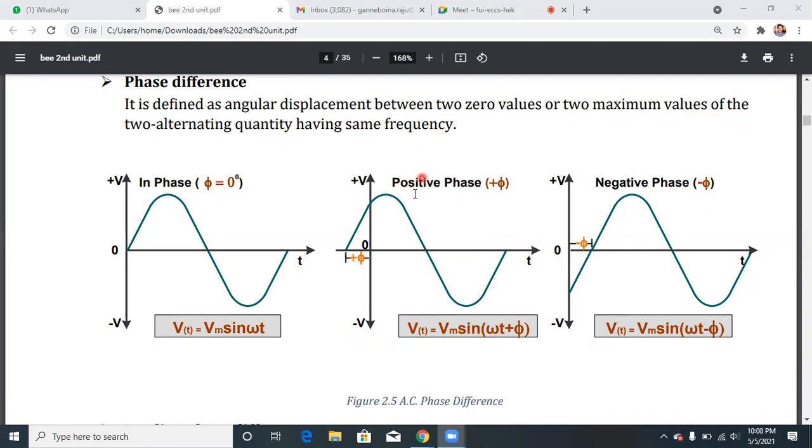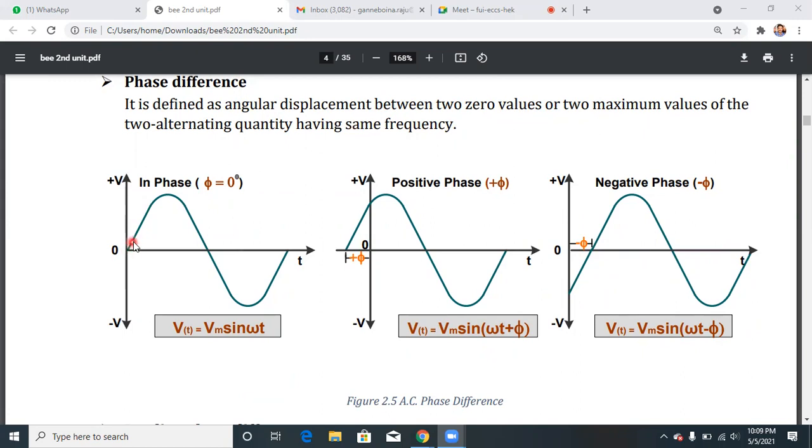Okay, so this is one alternating quantity, this is another alternating quantity, and this is another, three different alternating quantities, but with the same frequency. Here omega is nothing but 2 pi f, omega t here, omega t here also, omega t here also. That means the frequency is constant. Phase difference is the angular displacement between two zero values or two maximum values of two alternating quantities having the same frequency.